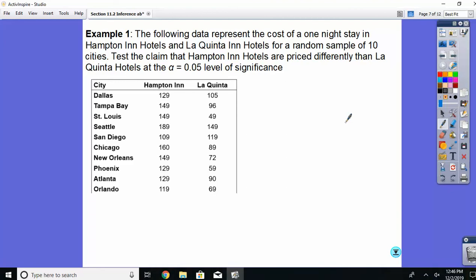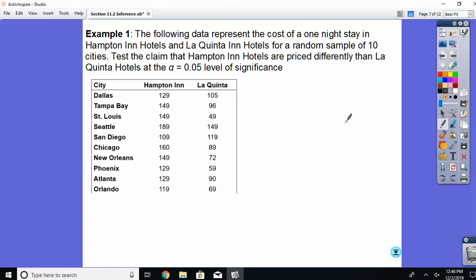So the following data, I think I left you a few blank slides after this one, represents the cost of a one-night stay in Hampton Inn hotels and La Quinta Inn hotels for a random sample of 10 cities. Test the claim that the Hampton Inns are priced differently at the alpha equals 0.05 level of significance.